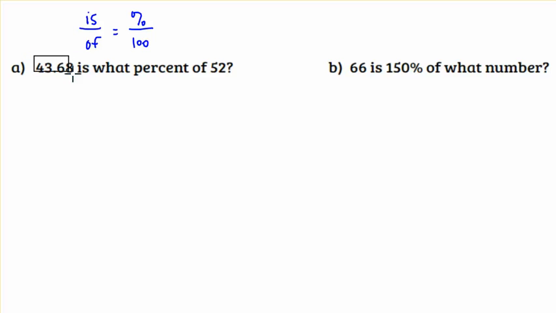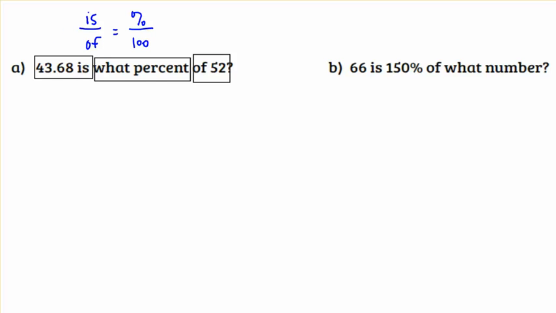43.68 is our first part, and it clearly goes with the is. Then the next part we have is what percent, so that goes together. And then finally we have our of and our 52. And so we now have all the pieces that we need to make our proportion.